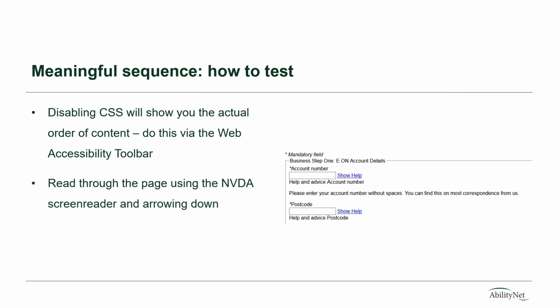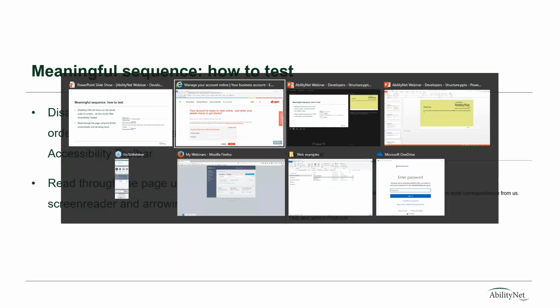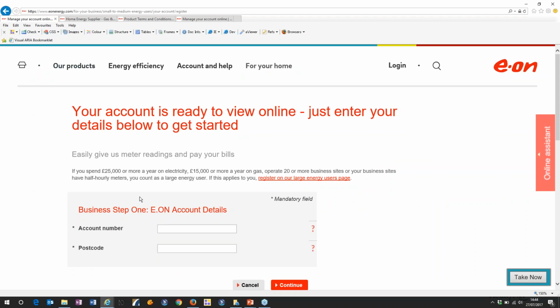Now, the other way of evaluating this is using the NVDA screen reader once again. If you just start up the screen reader and start arrowing through the page, it will read content in the order in which it appears in the underlying markup within the HTML, regardless of how it appears visually on the page. And in this case, all I would hope for is, as I'm arrowing through the page, it would read out perhaps business step 1, Eon account details, star mandatory field, and then it would read out star account number input field, star postcode input field. And because I've already heard that star means a mandatory field, I would be aware that these were both mandatory fields. So that's really the two ways of testing that.